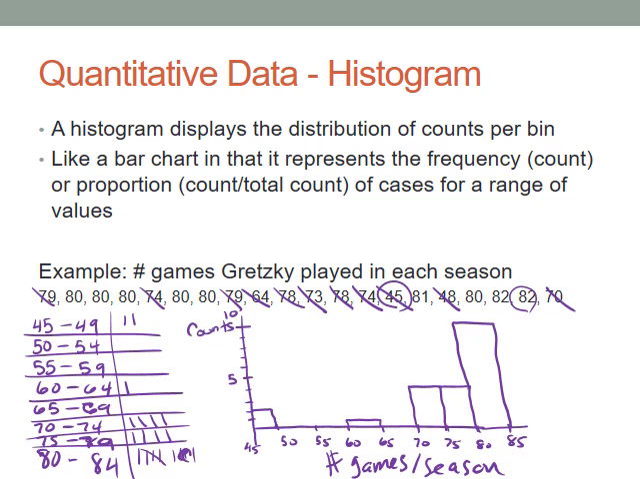So now I have a pretty good view of my data. I can take a look at my data and I can say, wow, it looks like he was most likely to be playing 84 games, but he had some seasons, maybe he was injured, where he played fewer games. So I can get a good sense of what my distribution looks like through a histogram.